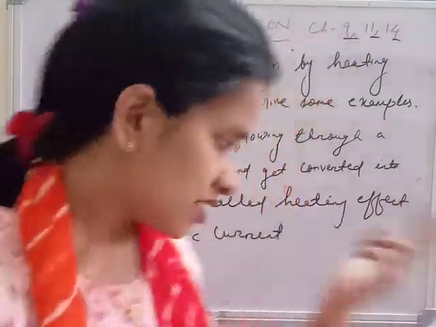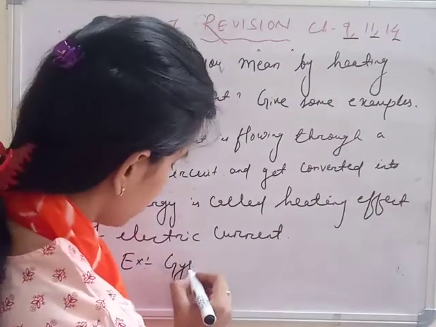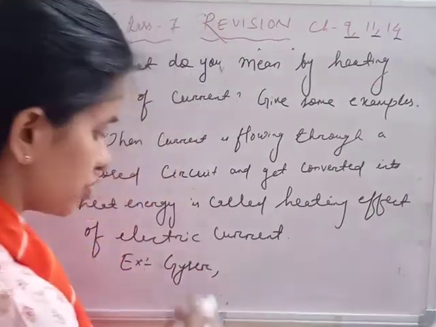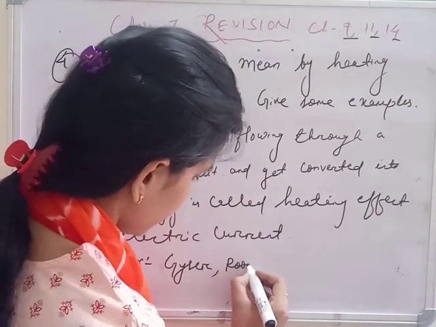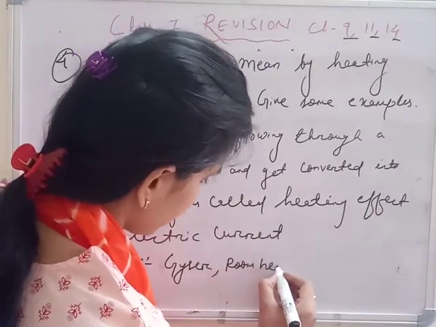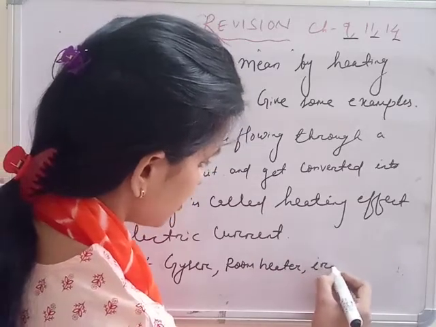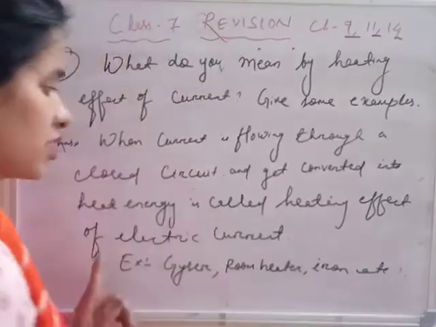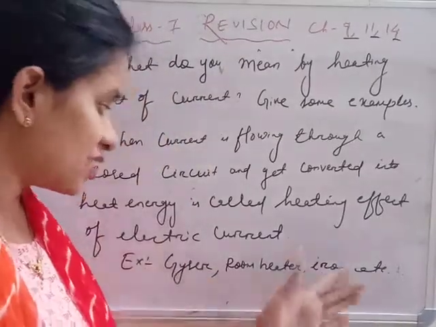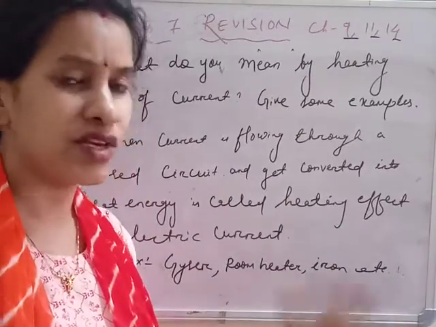So heating effect examples are geyser, which you are using now. Winter is coming, so you are going to use it. Next is your room heater, also a winter appliance. Electric heater or pressing iron. So these are some examples of the heating effect of current. These appliances all use the current to produce heat, and that heat we are using.